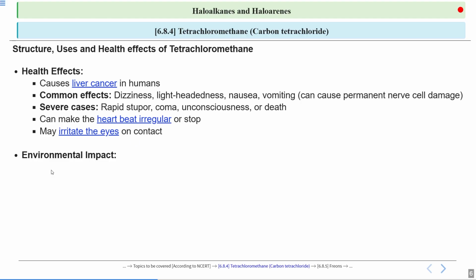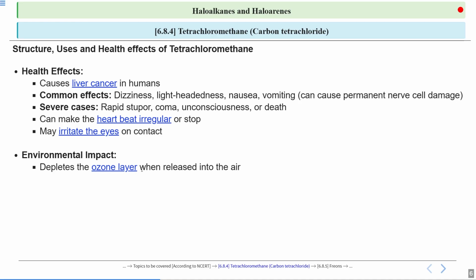Okay, let's talk about the environmental impact now. What is the environmental impact of the presence of carbon tetrachloride? It depletes the ozone layer when released into the air. If carbon tetrachloride is released into the atmosphere, it can deplete the ozone layer. The ozone layer is basically a layer above our troposphere, which blocks the UV light coming from the sun directly towards the earth.